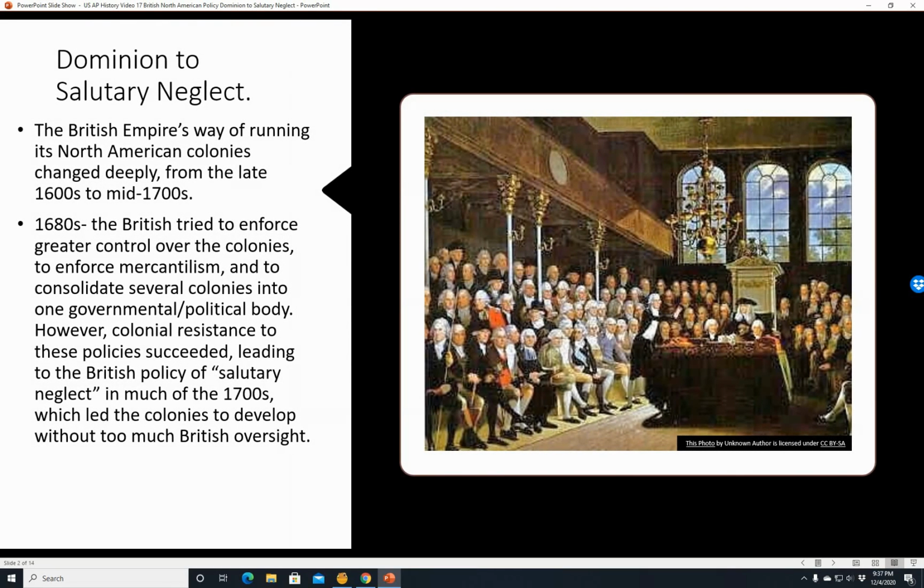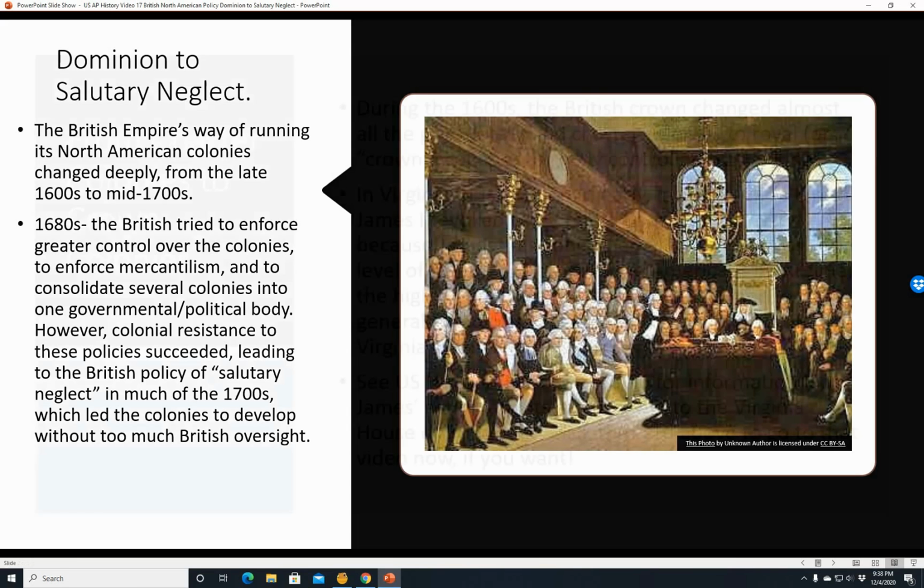Dominion to Salutary Neglect. The British Empire's way of running its North American colonies changed deeply from the late 1600s to the mid-1700s. In the 1680s, the British tried to enforce greater control over the colonies, to enforce mercantilism, and to consolidate several colonies into one governmental/political body. However, colonial resistance to these policies succeeded, leading to the British policy of salutary neglect in much of the 1700s, which led the colonies to develop without too much British oversight.